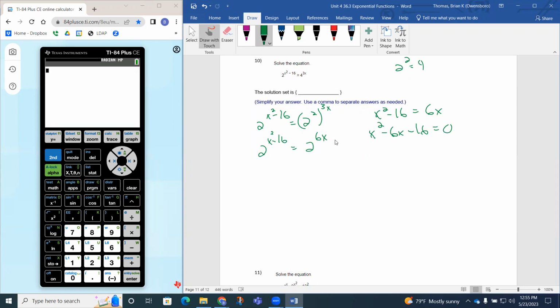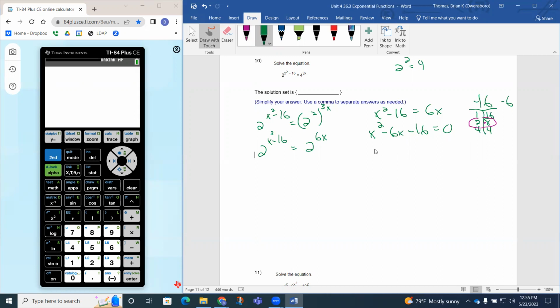Now the question is, it's quadratic, is it factorable? Are there some factors of negative 16 that would give me a negative 6? Well, the factors of 16 I'm thinking are 1 and 16, 2 and 8, and 4 times 4. This 2 times 8 looks very promising because if I make this 8 a negative, 2 times negative 8 is negative 16, and 2 plus negative 8 is negative 6. So this looks like it makes it factorable.